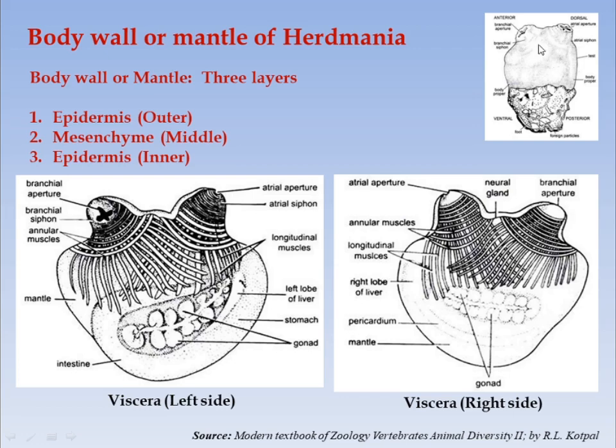So in this region below the test, here the mantle is not visible because here it is shown the test. So just below the test there is mantle, and in the anterior dorsal side the mantle is thick, highly muscular and opaque. Again I am saying it is thick, highly muscular and opaque. Whereas in the posterior dorsal side, the mantle is thin, transparent and without muscles. So this is the posterior dorsal side of the Herdmania.